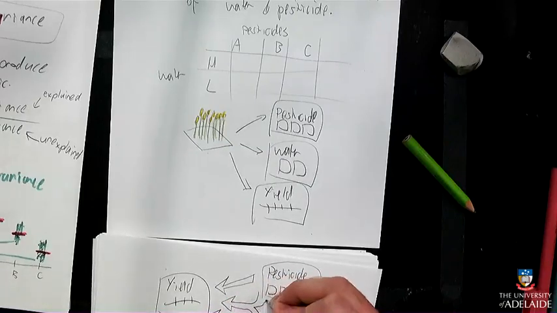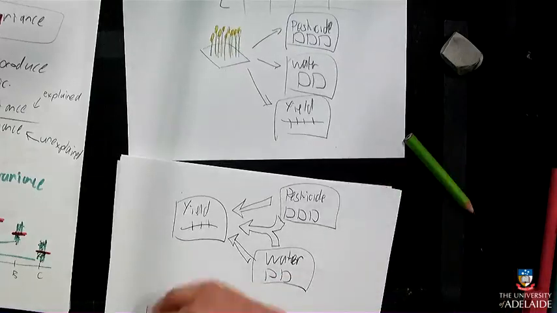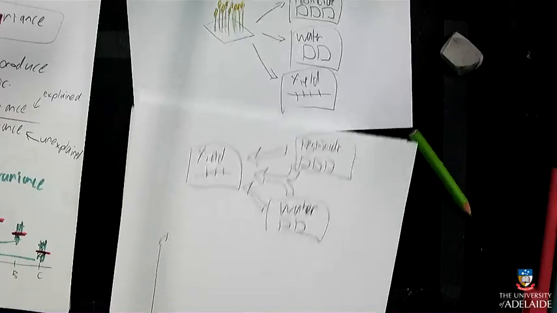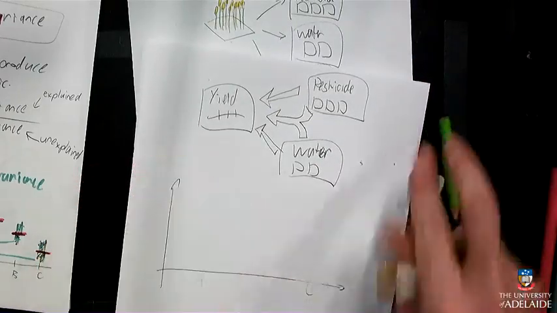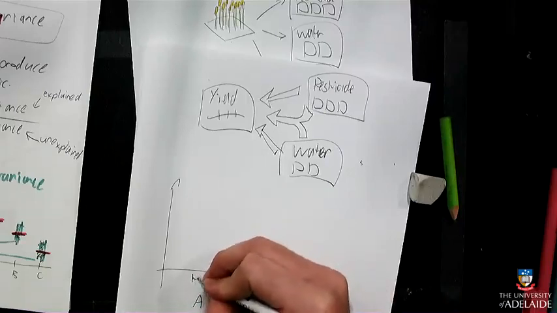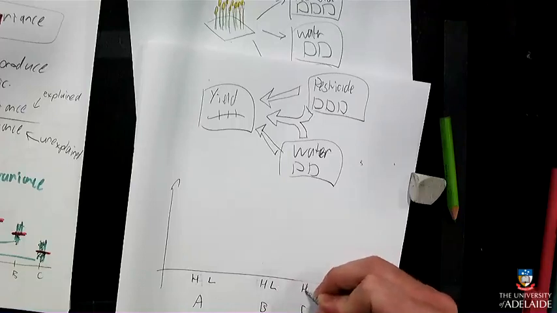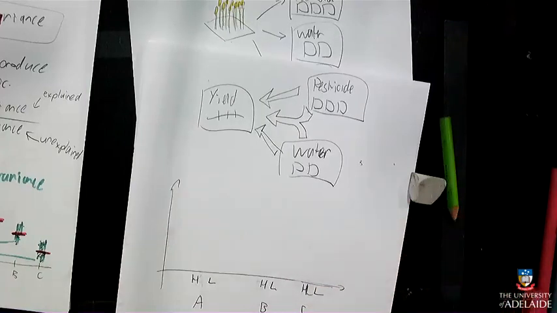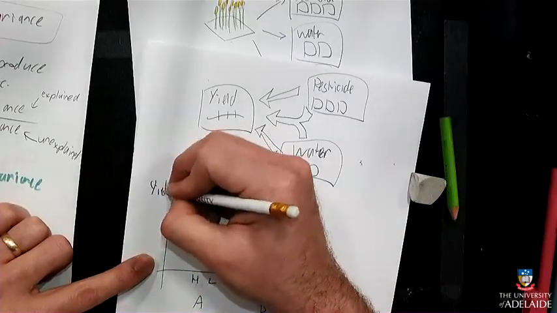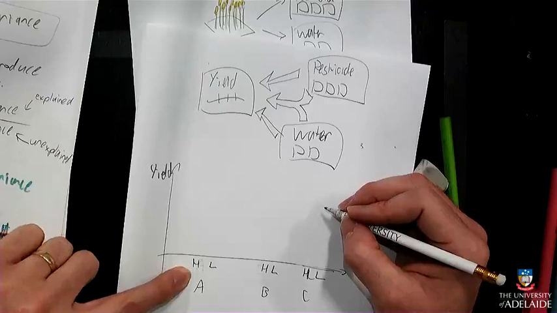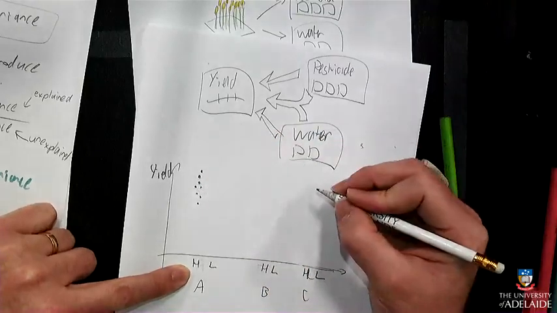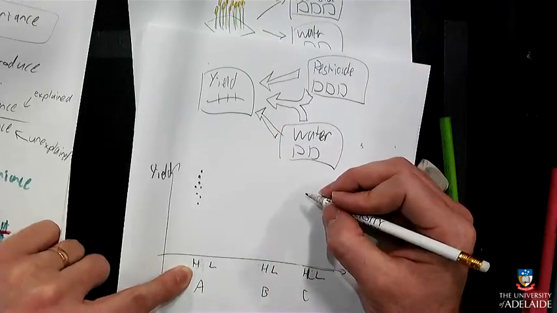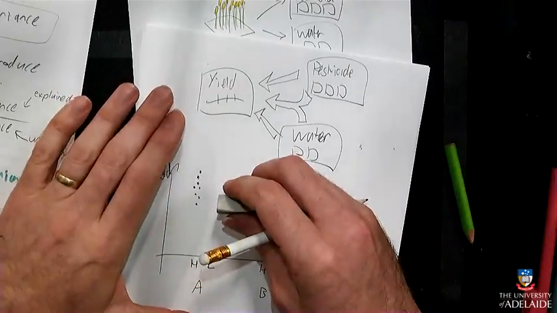So I'm just going to draw a picture. So this is going to be A, B, and C. And then within A, we're going to have high and low. Something like that. So it may be, and this is the yield, that when you're in pesticide A and you have high watering, your 8 bits of data are here. Right? Give me a minute. It's going to take me a while to do this.